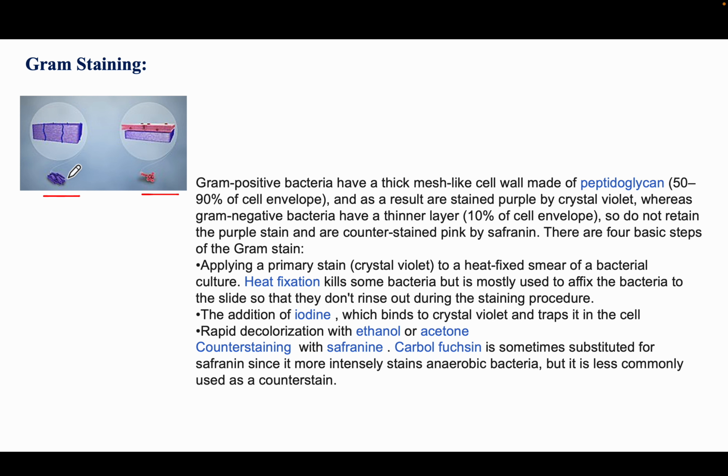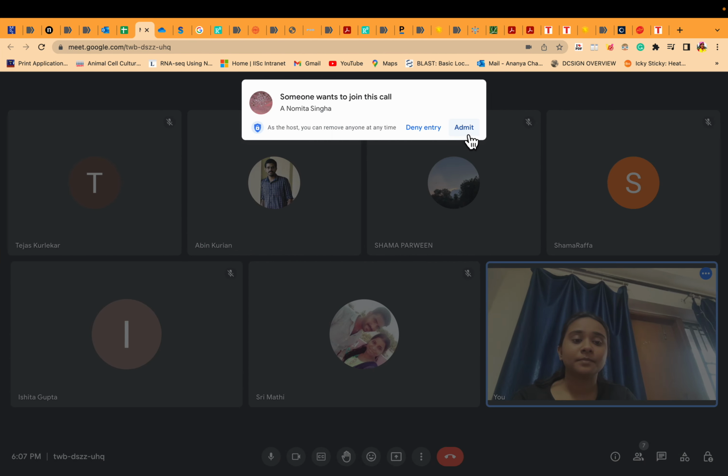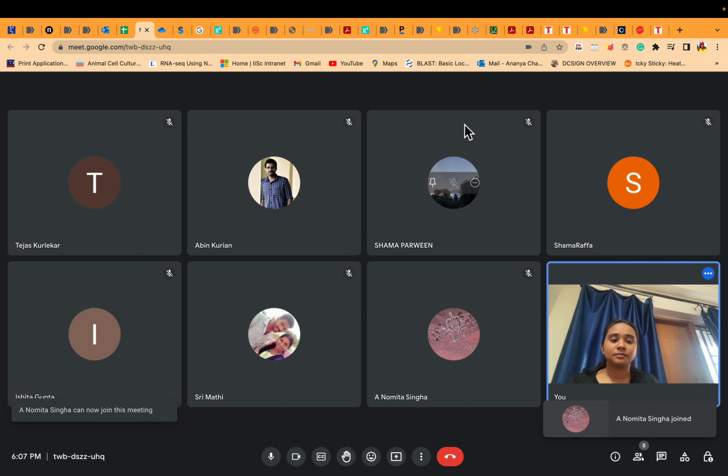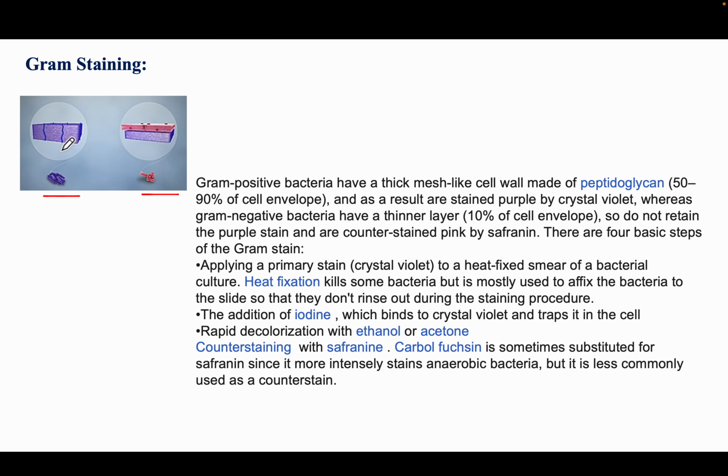We all know that the cell wall is made up of peptidoglycan. In this case, 50 to 90% of the cell envelope is made up of peptidoglycan. In the case of gram-negative bacteria, the amount of peptidoglycan is less. They have a thinner wall, about 10% of the cell envelope. So when we stain with crystal violet, the maximum amount of stain gets retained. Gram-positive bacteria are stained purple by crystal violet, whereas gram-negative bacteria have a thinner layer of peptidoglycan and do not retain the purple stain.